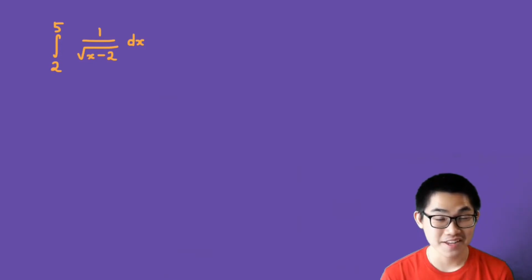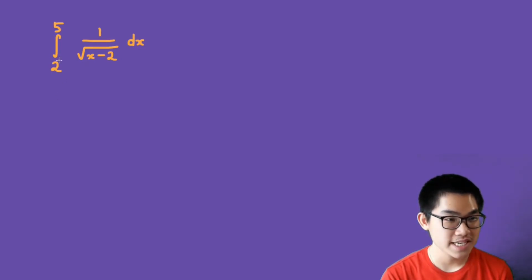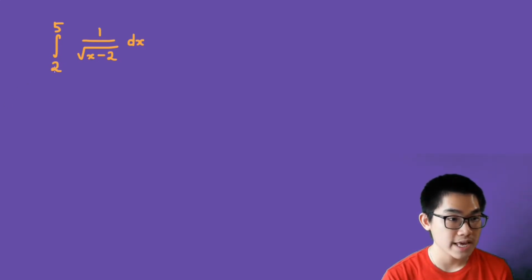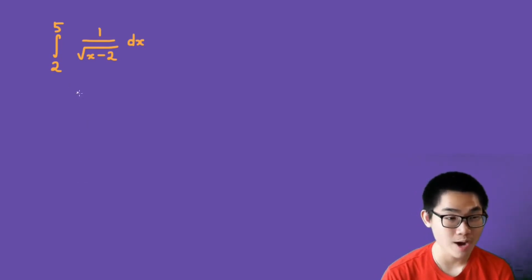Let me tell you something. This integral is also improper, and it is a special case of improper integrals. The reason is that you see that when x is equal to 2, then the denominator will be 0, so it will be divided by 0, right? So whenever you see that there is a value between here and here that makes it divide by 0, then this is also improper. The first thing I'm going to do is draw out the graph.